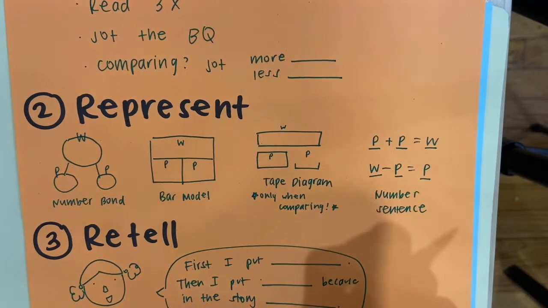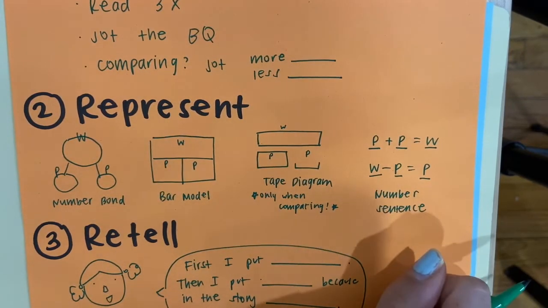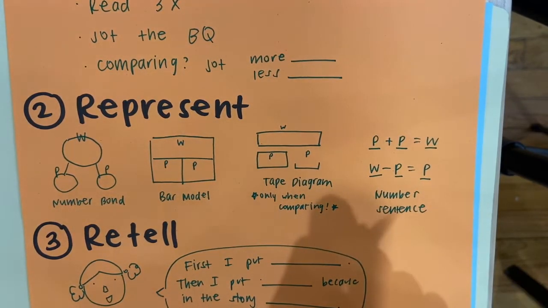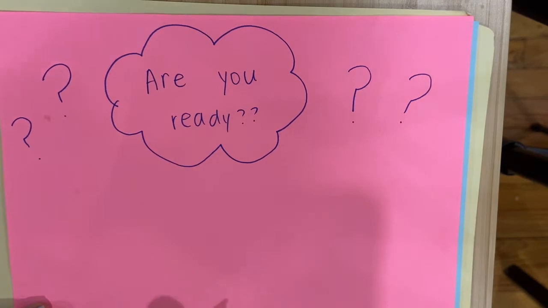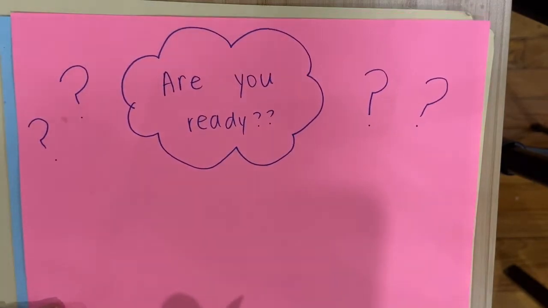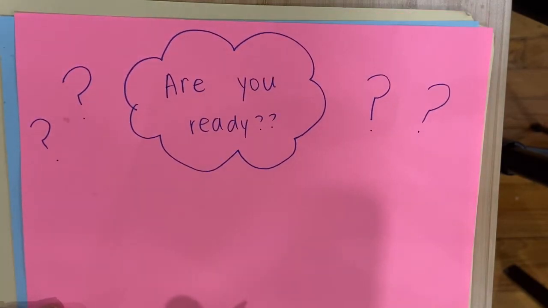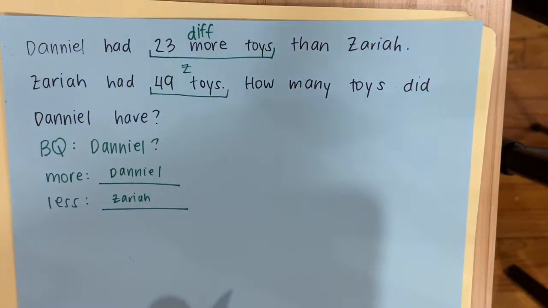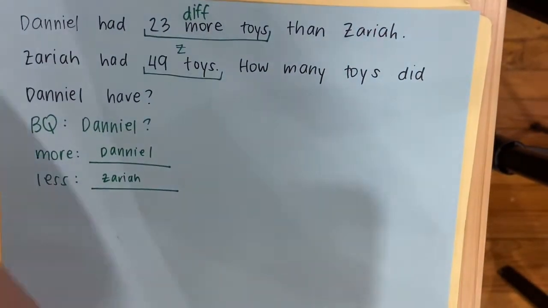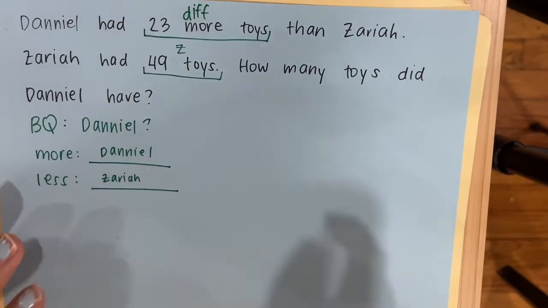Press pause and represent on your paper first. Only press play when you're ready to see how Miss Kim represented. Are you ready? Only press play if you're ready to see the answer. Okay. All right, I'm gonna show you how Miss Kim would represent the story problem.